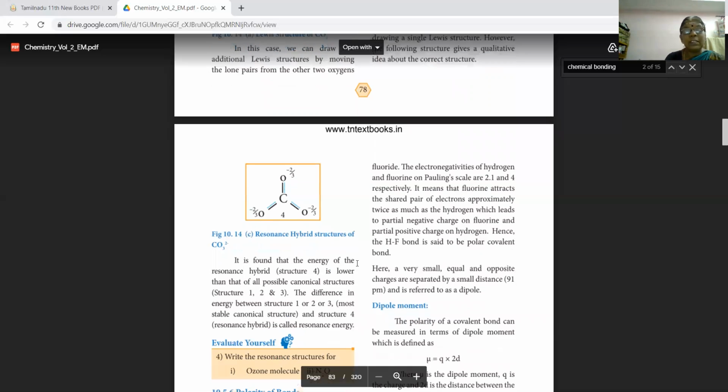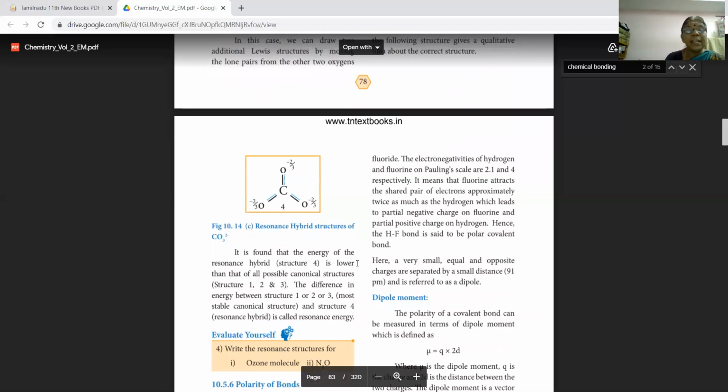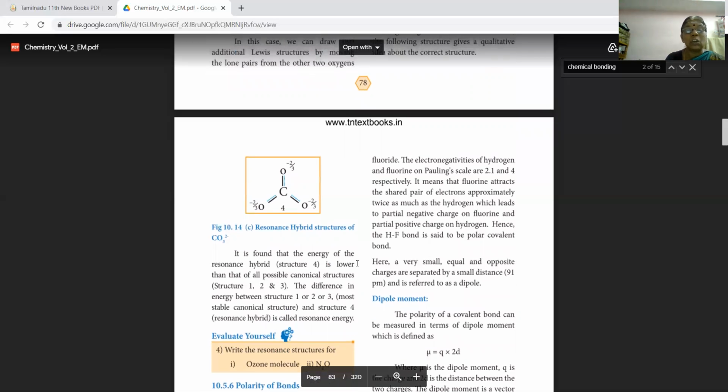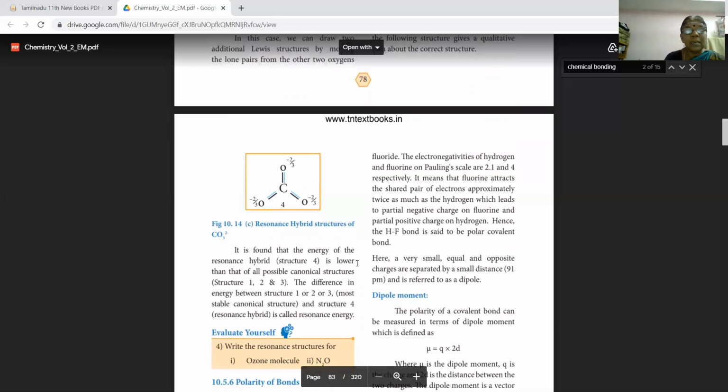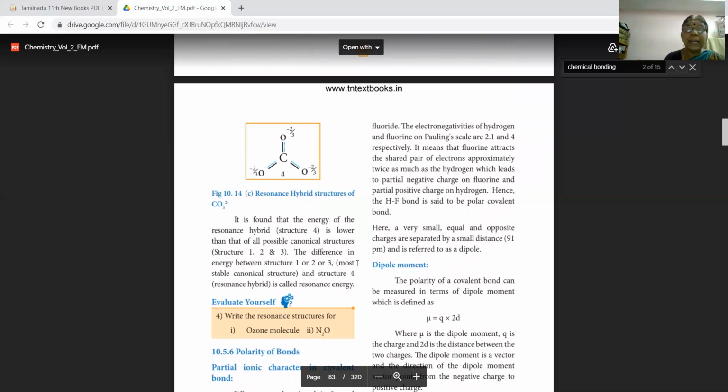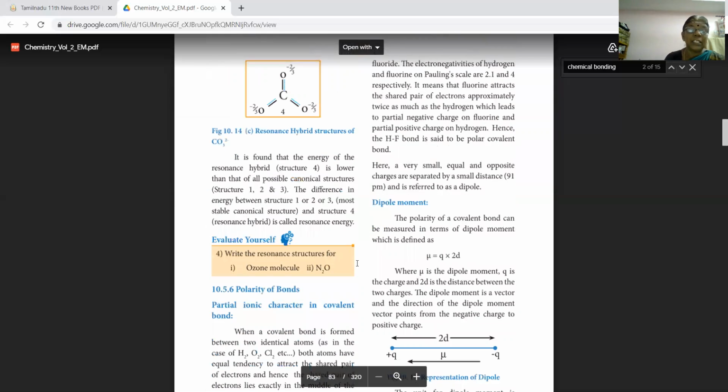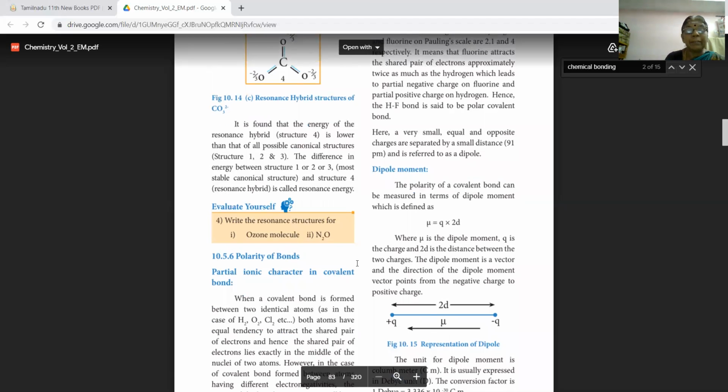சரிங்களா? It is found that the energy of the resonance hybrid given in structure 4 is lower than all the possible canonical structures, that is structure 1 and 2 and 3. The difference in the energy between 1 or 2 or 3, the most stable canonical structure, and structure 4, the resonance hybrid, is called as resonance energy. And here you have to draw the resonance structure for the ozone molecule and nitrous oxide N2O. இதே மாதிரி என்ன செய்றீங்க, அது ரெண்டுக்கும் resonance structure எழுதி பார்க்கறீங்க. சரிங்களா? Next is polarity of bond.